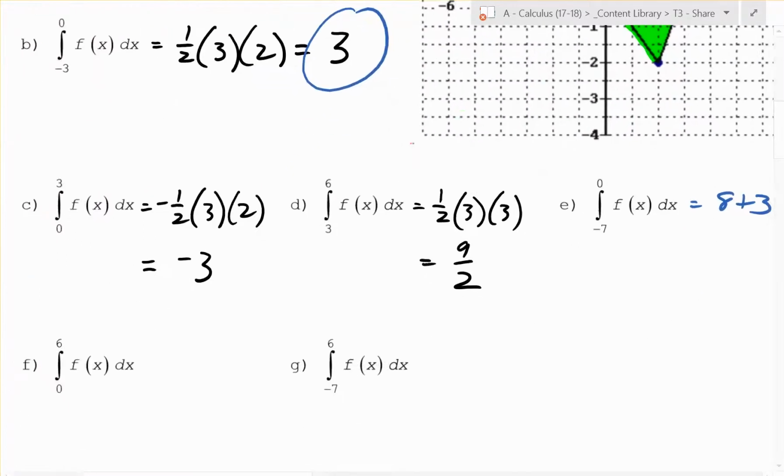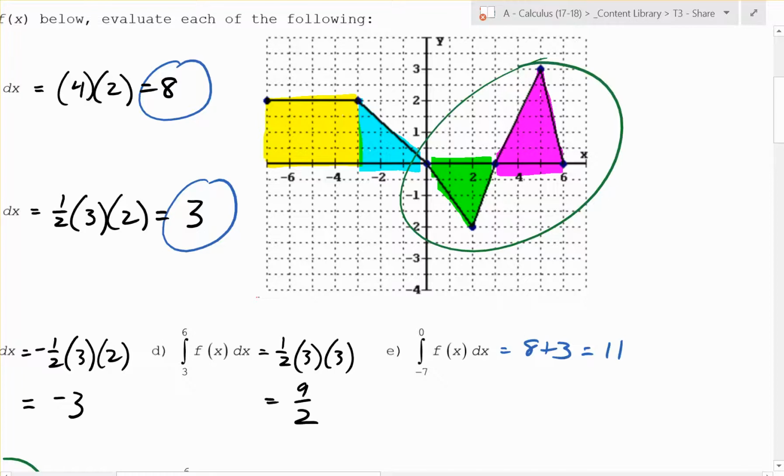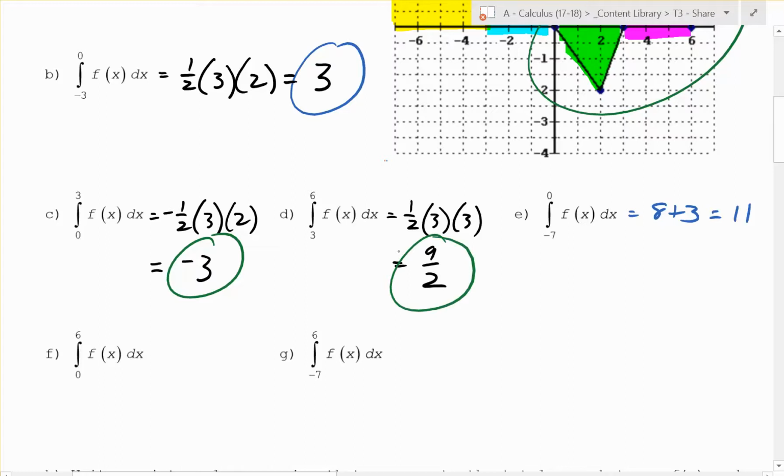Now what about the next one here? It asks from 0 to 6. That's going to be this entire area right there. So that's the next two, which is equal to these two numbers, -3 plus 9/2. So that's -3 plus 9/2, which is -6/2 plus 9/2. So that's 3/2.